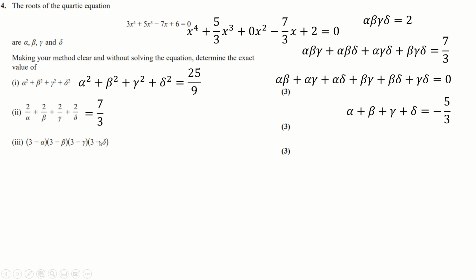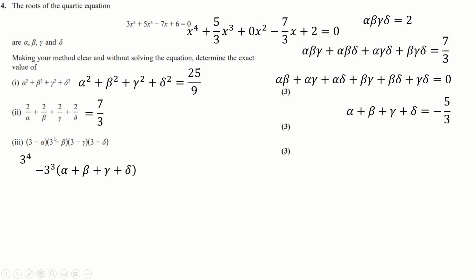Here, just expand this out. So 3 times 3 times 3 times 3 is 3 to the 4. The next one will be taking 3 3's and one of the letters. So it will be 3 cubed times delta with a negative, so that's minus 3 cubed delta, or minus 3 cubed alpha, or minus 3 cubed beta, and eventually you can just factorize that and get this.